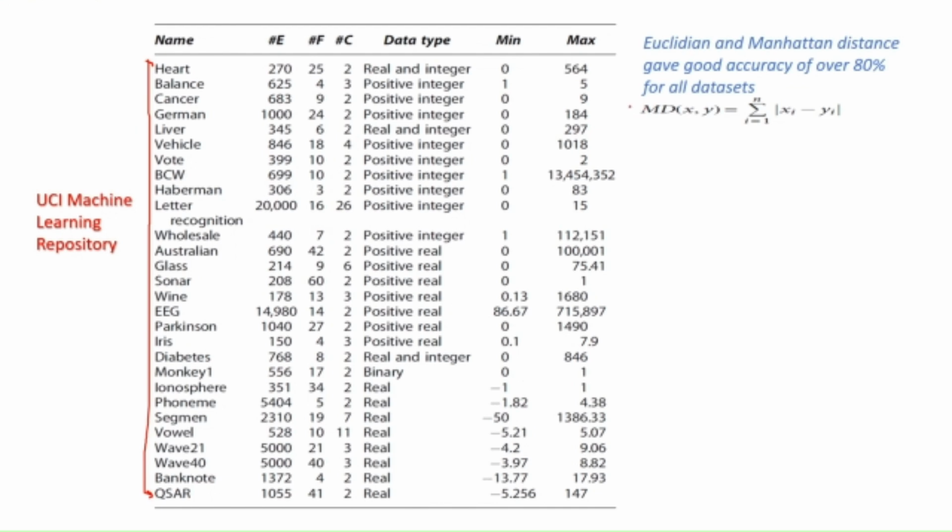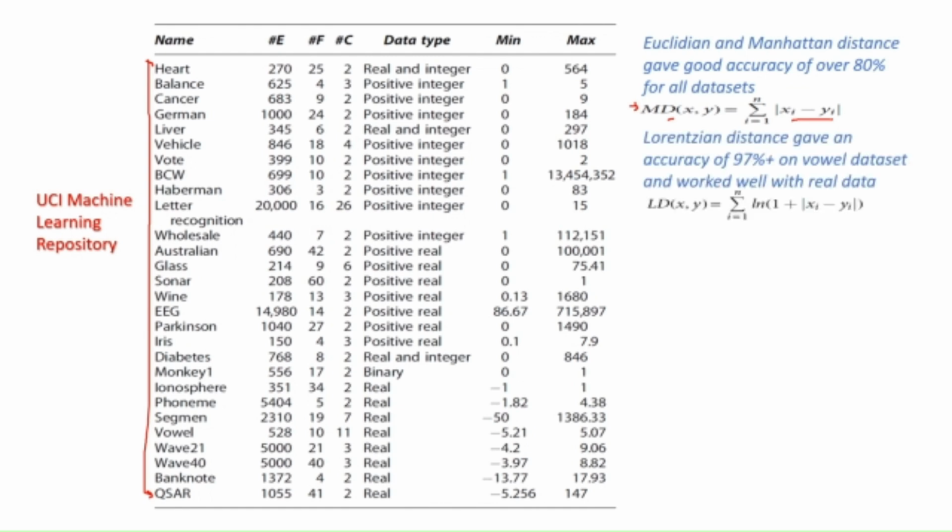We have already covered Euclidean in the first lecture, I guess. And this is the formula for Manhattan distance. This just calculates the absolute distance between two vectors or two points. Then we have Lorentzian distance, which really worked well with real data, and it gave an accuracy of over 97% on the vowel dataset. Lorentzian is basically represented by the natural log of the absolute difference between two vectors.